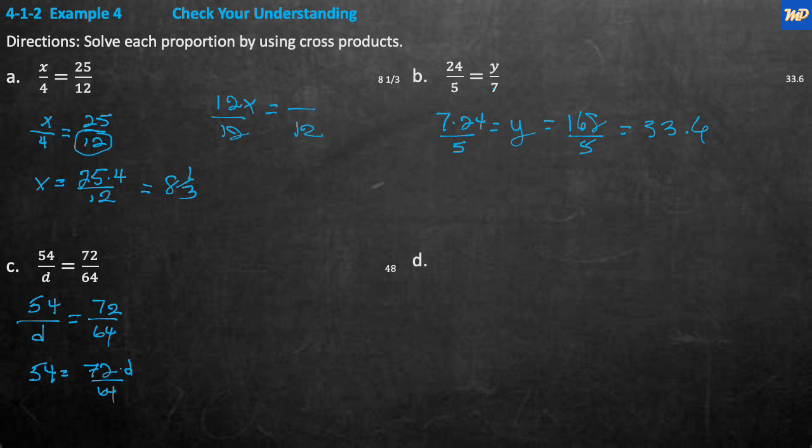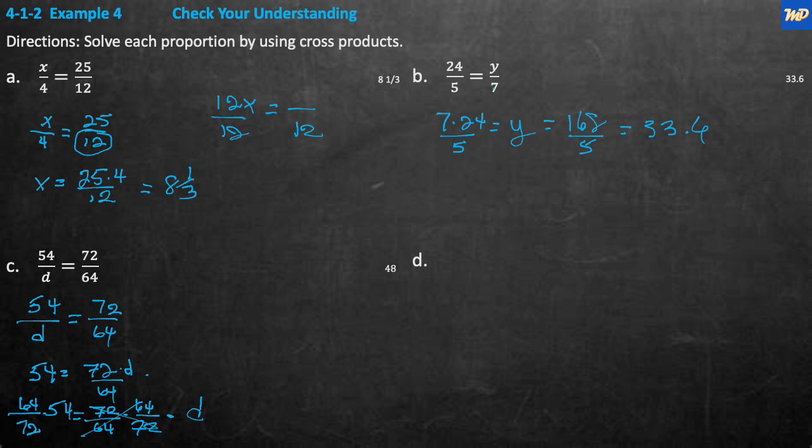So what we're going to do is multiply both sides by 72 divided by 64, the inverse, right? We know about the multiplicative inverse. So let me carry it over. We're going to multiply 64 over 72 times 54 is equal to 64 over 72 times 72 over 64 times d. These are going to cancel. And we're going to multiply this out.